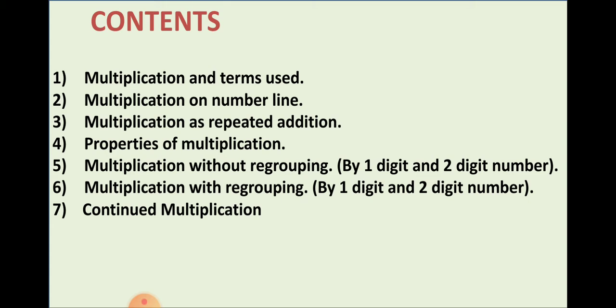Multiplication and terms used, multiplication on number line, multiplication as repeated addition, properties of multiplication, multiplication without regrouping by one digit and two digit number, multiplication with regrouping by one digit and two digit number, at last continued multiplication.